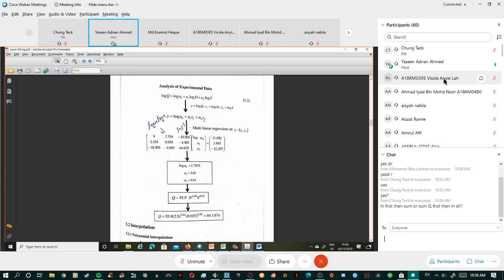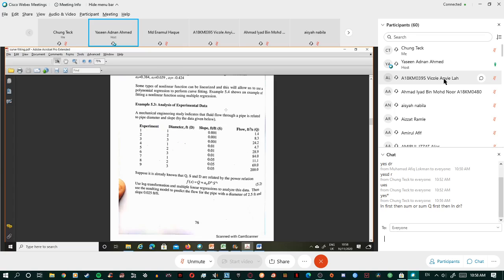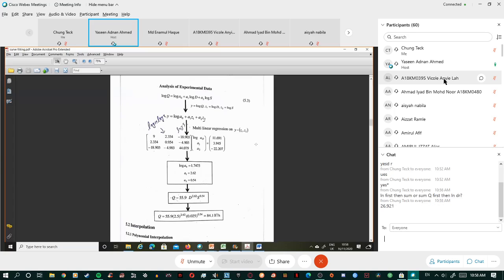Okay, I think it's 11.691. Oh, in the first one, sum of, oh, no, you have to ln first, ln q, summation of ln q. Okay, sorry, I misunderstood. So it means you have to ln each element and then sum. Ln 1.4 plus ln 8.3 plus ln 424. Is it 26? 26. Why is it different?